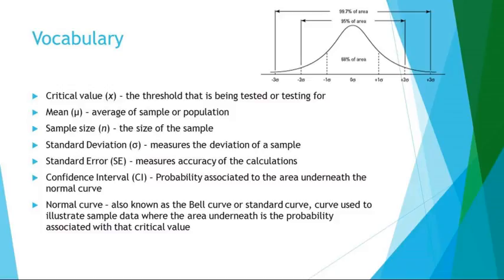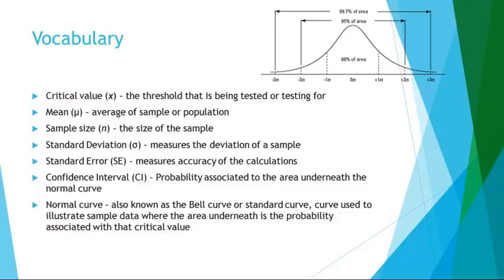because that's the number of IQ scores there are. Now the standard deviation is normally going to be given to you in the problem. The standard error is like the standard deviation in that it measures the deviation or the accuracy of the sample. With the standard error, you're kind of measuring the accuracy of the calculations. And the standard error is going to change depending on the type of problem you're dealing with. So in a couple slides, we'll be going over a couple standard error formulas.